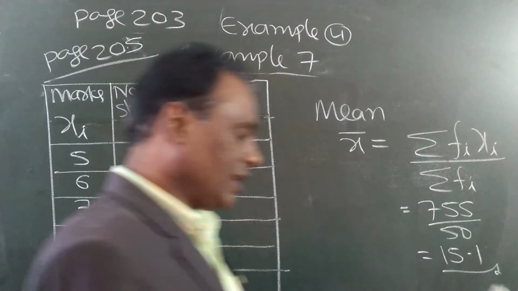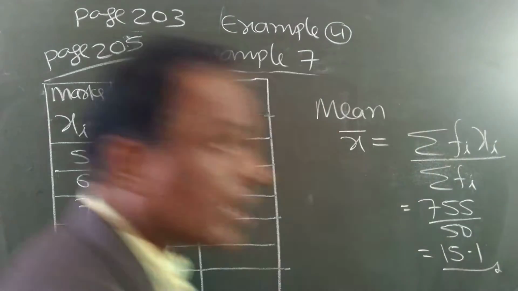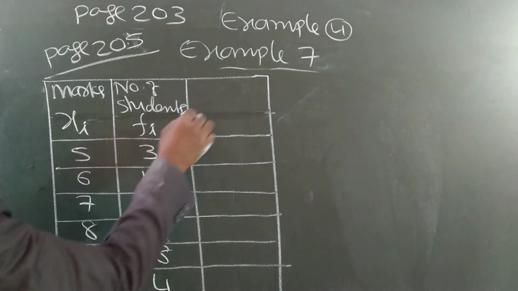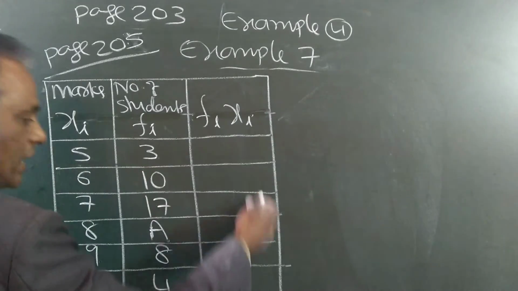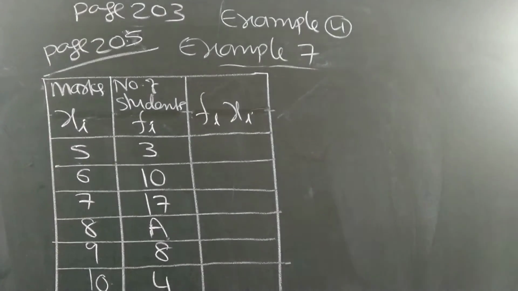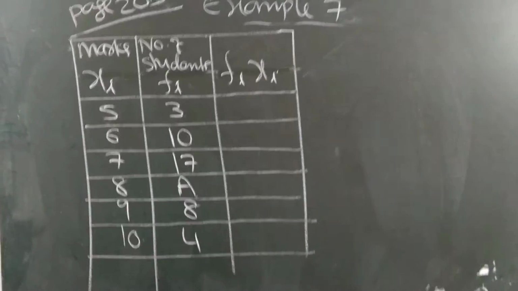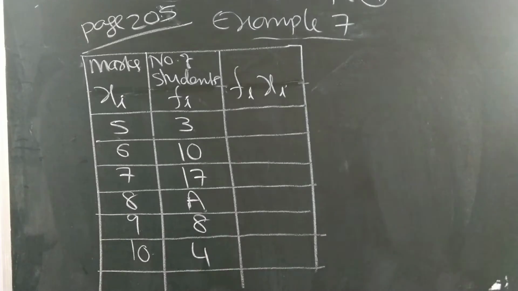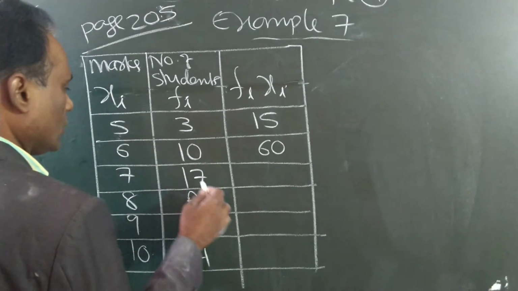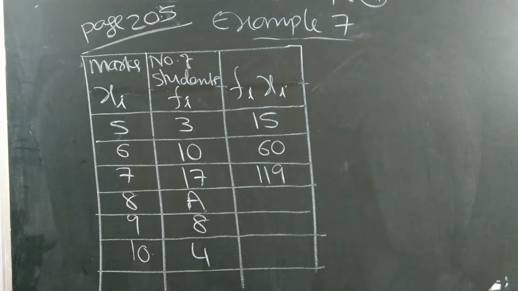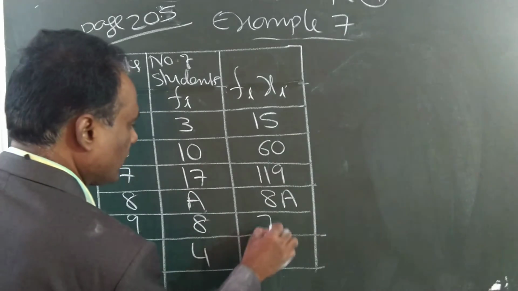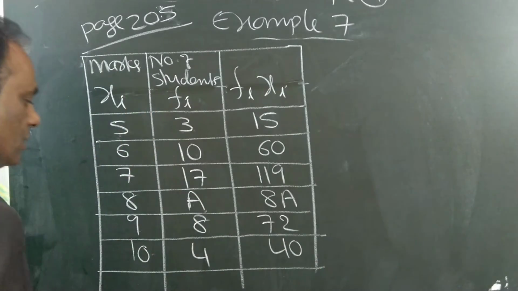So what is the procedure for mean? Mean, arithmetic mean or average, all are the same. For that, we have to find fi into xi, multiply these two and add all the values. 5 into 3, 15. 6 into 10, 60. 7 into 17, 119. 8 into A, 8A. 9 into 8, 72. 10 into 4, 40. Add all the values.